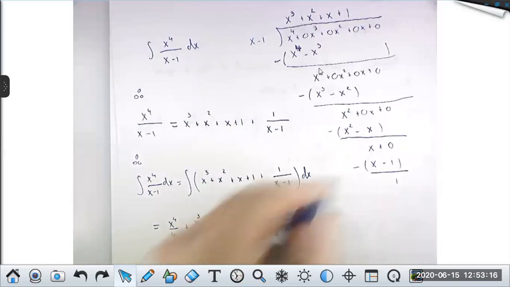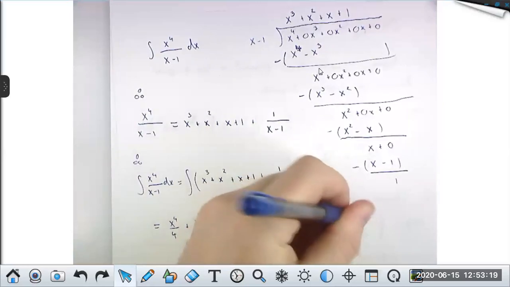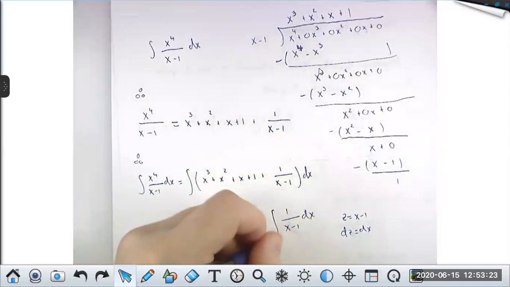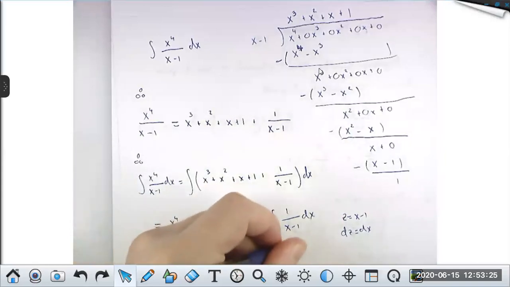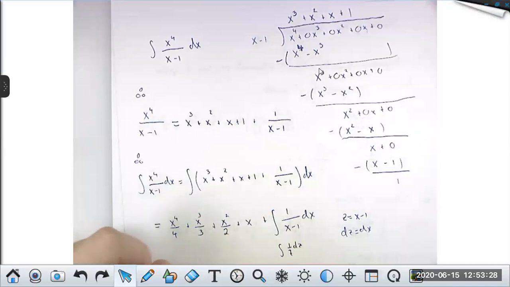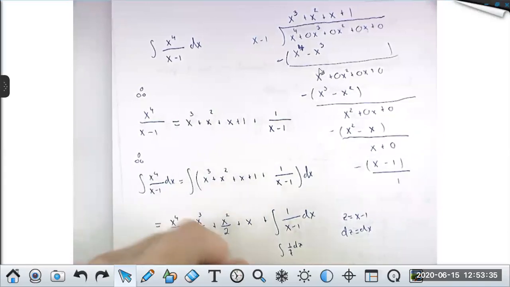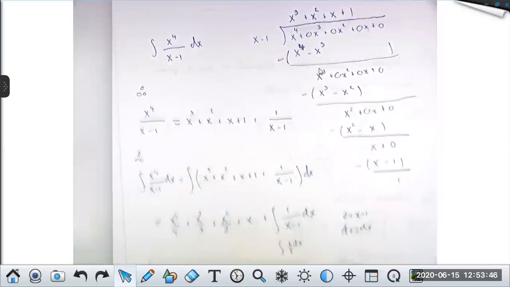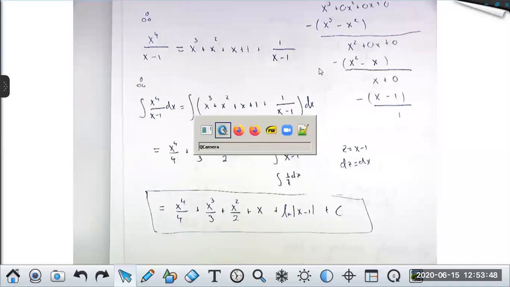And then this guy is the little micro u sub. We let z be x minus 1, dz is dx. So this piece becomes integral 1 over z dz. So he'll become a natural log. And at the end of the day, we get x to the 4 over 4 plus x cubed over 3 plus x squared over 2 plus x plus the natural log of absolute x minus 1 plus c. So yeah, it's the long division that makes the magic go here.